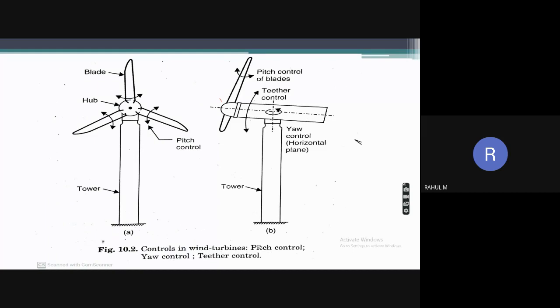Okay, so we have seen that pitch control is responsible for using maximum wind. The adjustment of the blades is the pitch control, and the hub control is the rotation. This axis can be rotated, and the rotation of this axis comes under yaw control, so that the maximum wind is utilized. Similarly, tether control is the seesaw motion that is given to this wind turbine. So I hope it is clear.